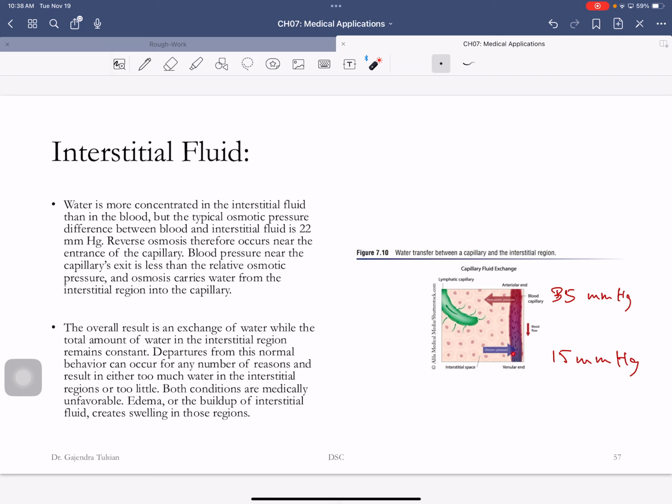When will fluid collect here? Fluid will collect here if the pressure at the venule end goes from 15 millimeters to 22 millimeters and above. And that happens during right heart failure. Departure from this normal behavior can occur for a number of reasons and result in either too much water in interstitial regions or too little. Both conditions are medically unfavorable. Edema, or the buildup of interstitial fluid, creates swelling in these regions.